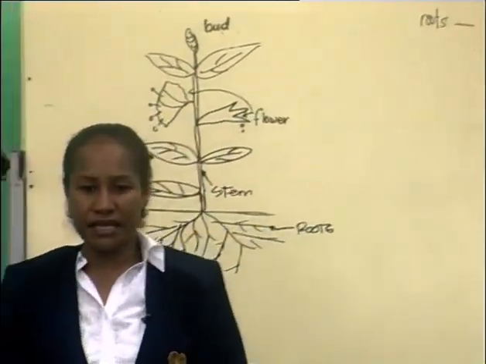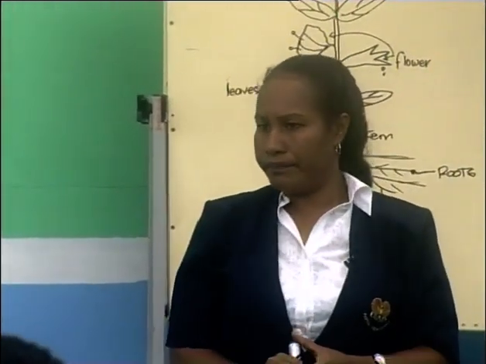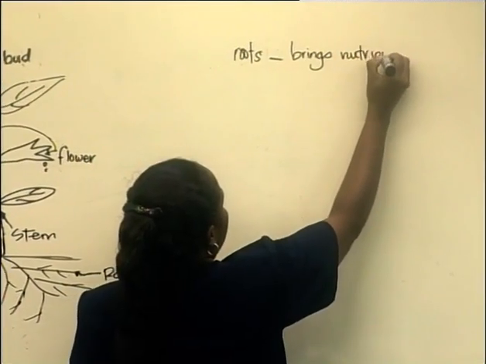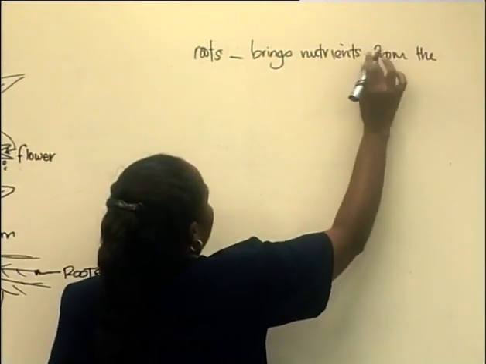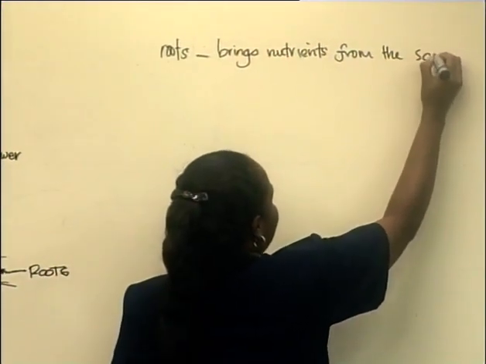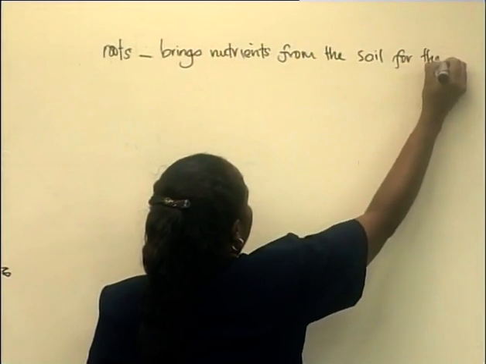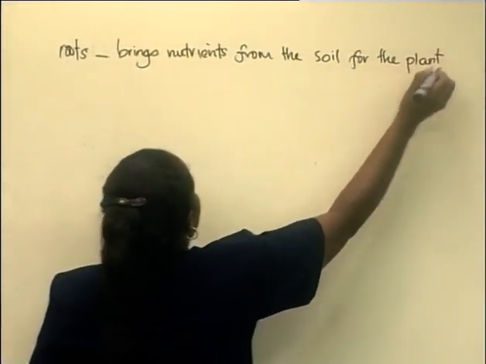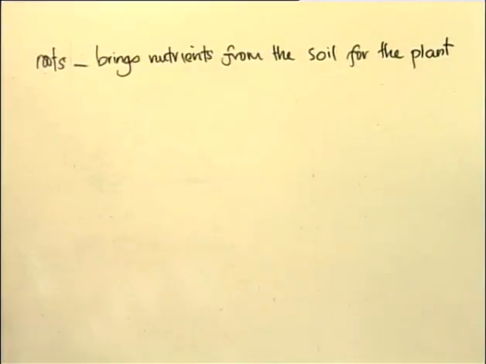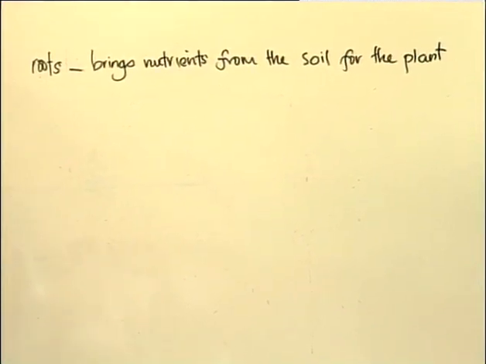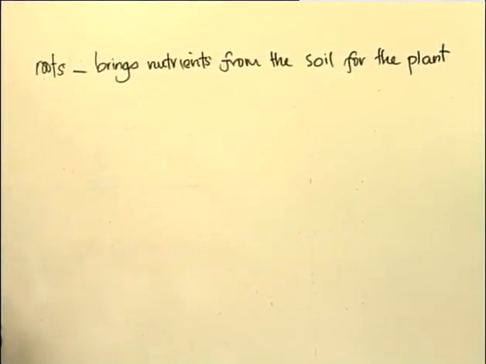Who is ready to give us an answer? Thank you. Graham. Roots bring nutrients from the soil to the plants. Okay, correct me if I'm wrong. Graham says roots bring nutrients from the soil for the plant. Okay, good. Any more about the roots?